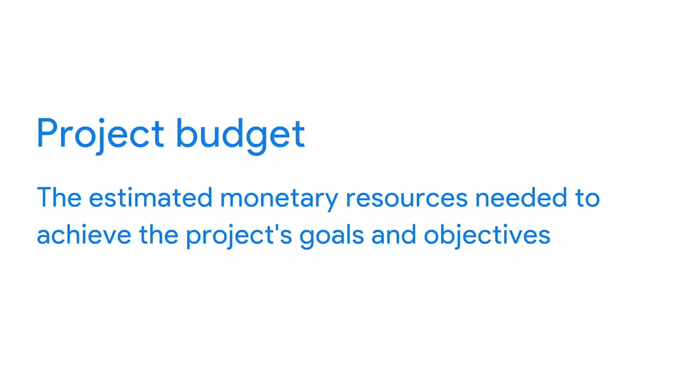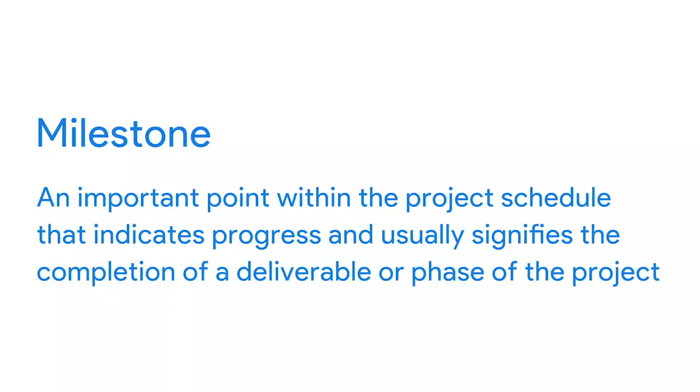A project budget is the estimated monetary resources needed to achieve the project's goals and objectives. When reviewing a project budget, you need to consider all of the potential and projected costs needed to complete the project. You break the budget down by milestones, which are important points within the project schedule that indicate progress and usually signify the completion of a deliverable or phase of the project, and list activities and tasks alongside their associated costs. This ensures that you calculate the correct expenses for a particular period of time.